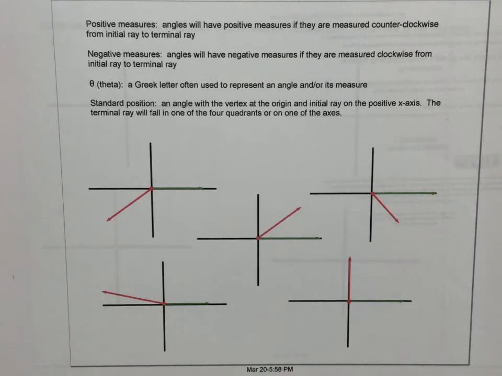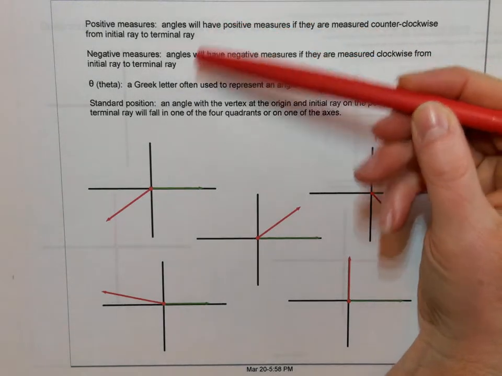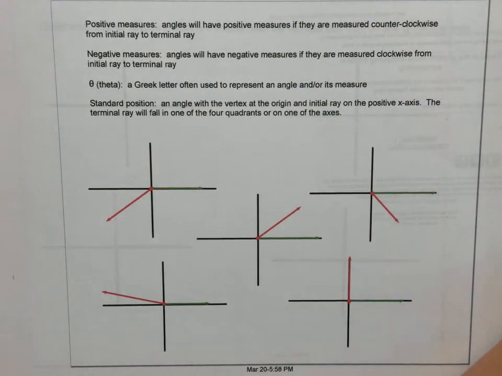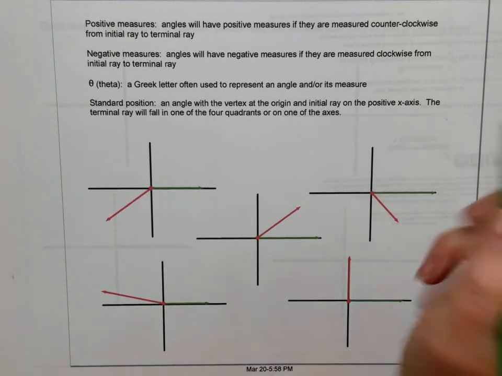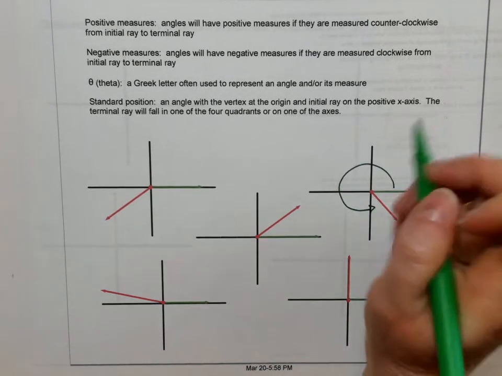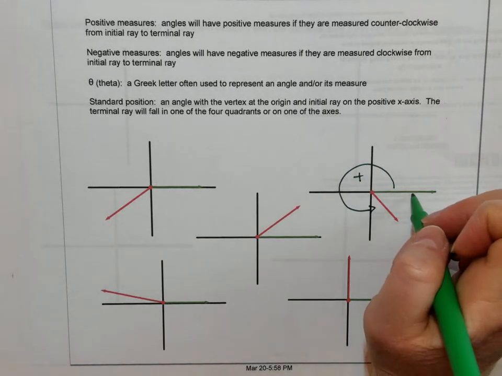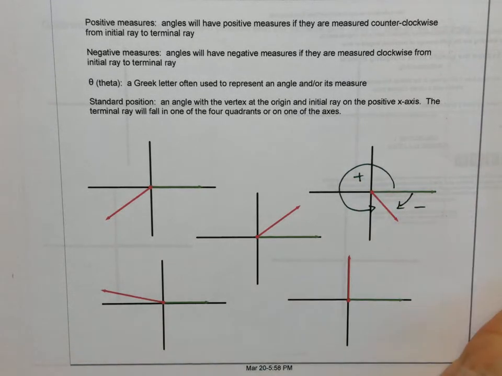Okay, well, in geometry, we were taught that an angle measure had to be between 0 and 180 degrees. Well, not always true, and here's why. We now can have measures of angles that are both positive and negative. A positive angle measure is measured counterclockwise from the initial to the terminal ray. So if we measure going this way, this is considered a positive angle. If we measure going this way, it's considered a negative measure.